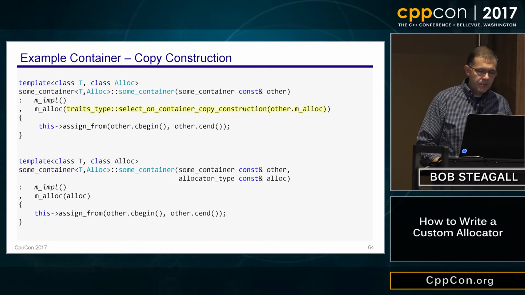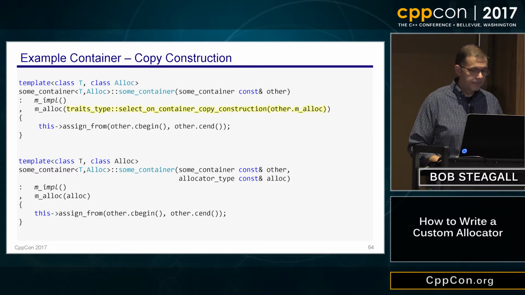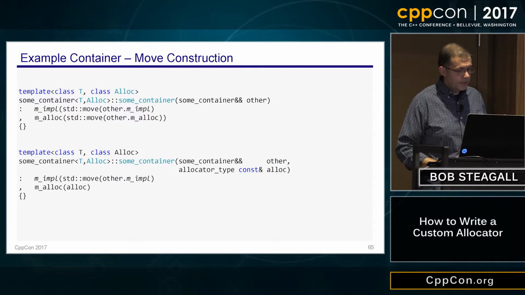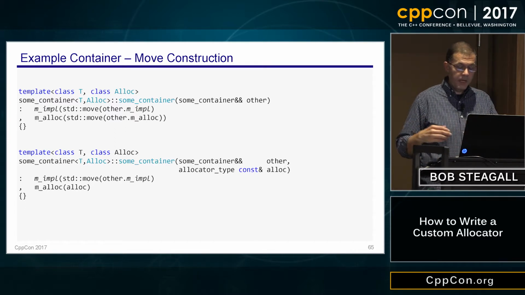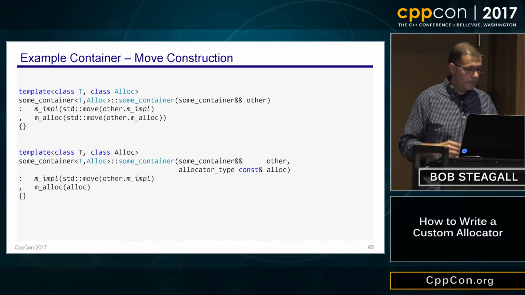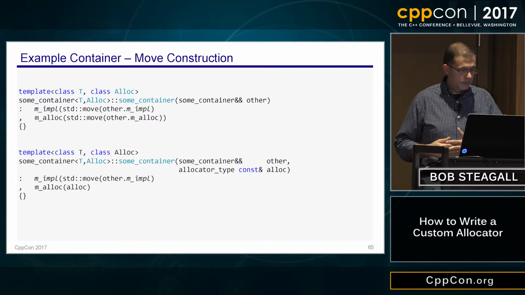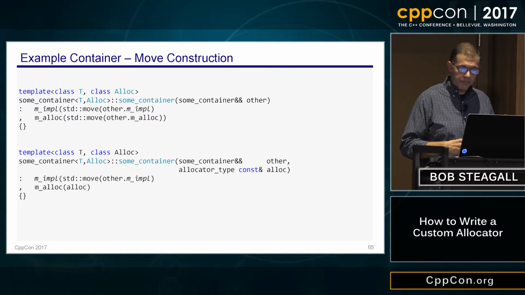The second copy constructor is very straightforward. I'm just going to assign from my other implementation, and I'm going to copy construct my allocator. Move construction is actually pretty straightforward. In the first, I'm going to move from my implementation, and I'm going to move from my other allocator, which may be trivial or may be copying. In the second move constructor, I'm going to move from my implementation. Because I've provided a const reference to the allocator, I'm going to have to copy construct from that.